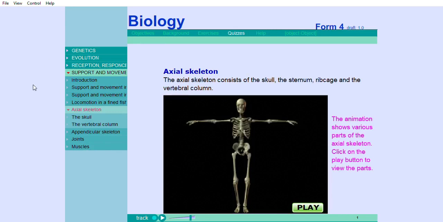Axial skeleton. The axial skeleton consists of the skull, the sternum, ribcage, and the vertebral column. The animation shows various parts of the axial skeleton. Click on the play button to view the parts.